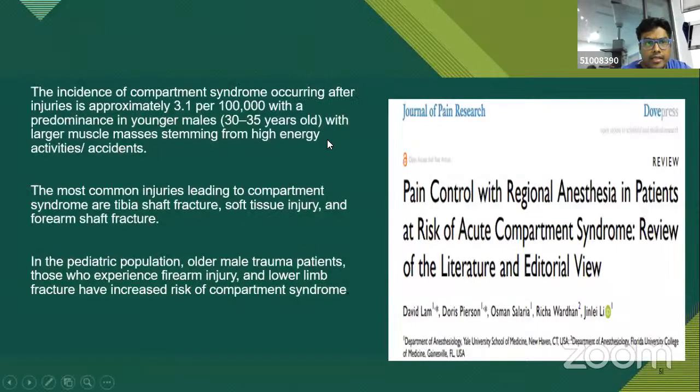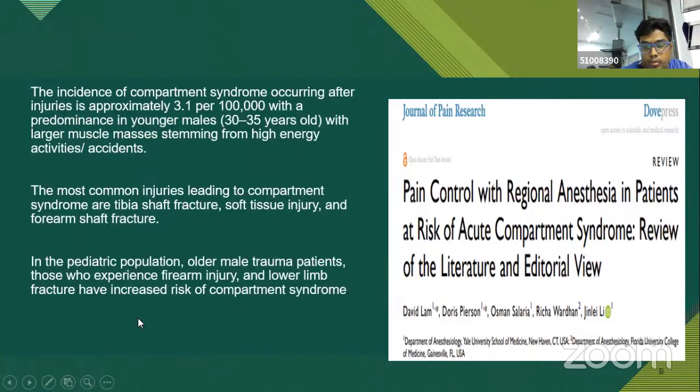Definitely the incidence of compartment syndrome is there, 3.1 per 1 lakh, with a predominance in younger males with a large muscle mass, stemming from high energy activity and accidents. So when this is there, compartment syndrome is impending. Now, what are the common injuries? Tibial shaft fracture, soft tissue injury, or a forearm shaft fracture. When we give a block for these, we need to be careful whether to give or not to give.